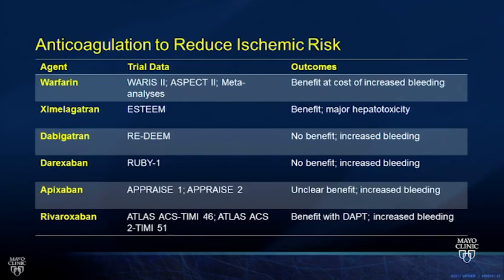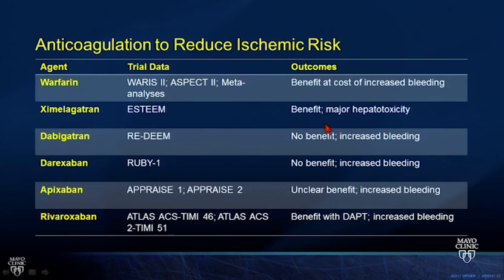Basic science studies have demonstrated increased thrombin generation during the first 3 to 6 months after ACS. Therefore, there has been a premise or hypothesis of anticoagulation mitigating ischemic risk in this setting. Warfarin has been studied. In this setting, there was benefit at the cost of increased bleeding, and these studies were all predating the use of the more potent antiplatelet agents like clopidogrel, ticagrelor, and prasugrel.